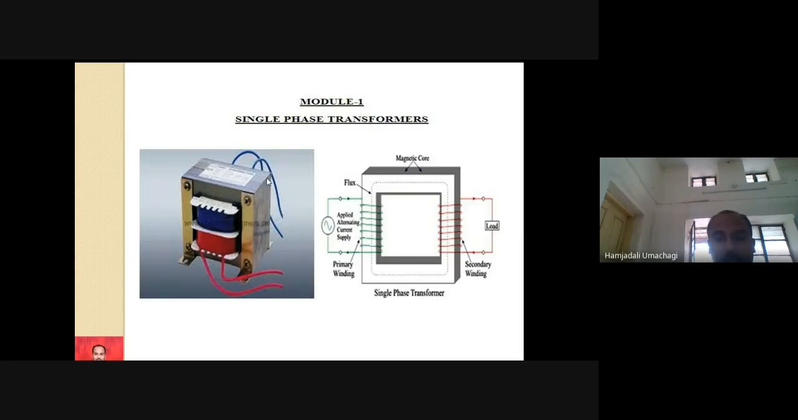Now this core is made up of thin plate stampings, and all those stampings are stacked together to give this rectangular slab-like portion. Onto this rectangular slab-like portion, we are going to couple the primary winding as well as the secondary winding.